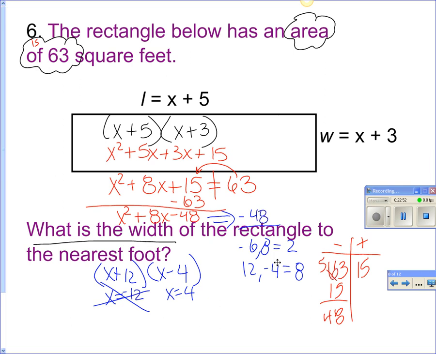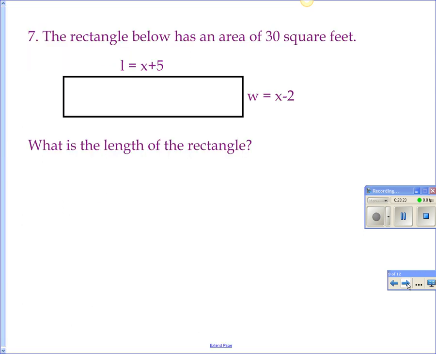X plus 3 is the width. X plus 3. What's x? X is 4. That's what we just did. All that work to find x was 4. And it says, what is the width? So I have to do 4 plus 3, which is 7. 7 is the answer. Good? All right, 2 more. We got this.